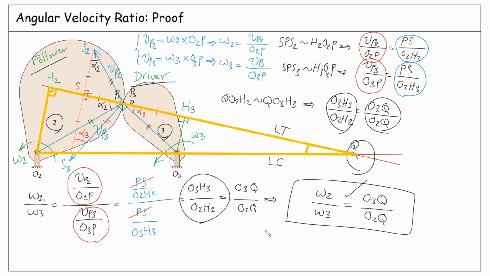For the rest of this section, we just practice how to apply this formulation to find the ratio of the angular velocities in different methods of motion transmission.